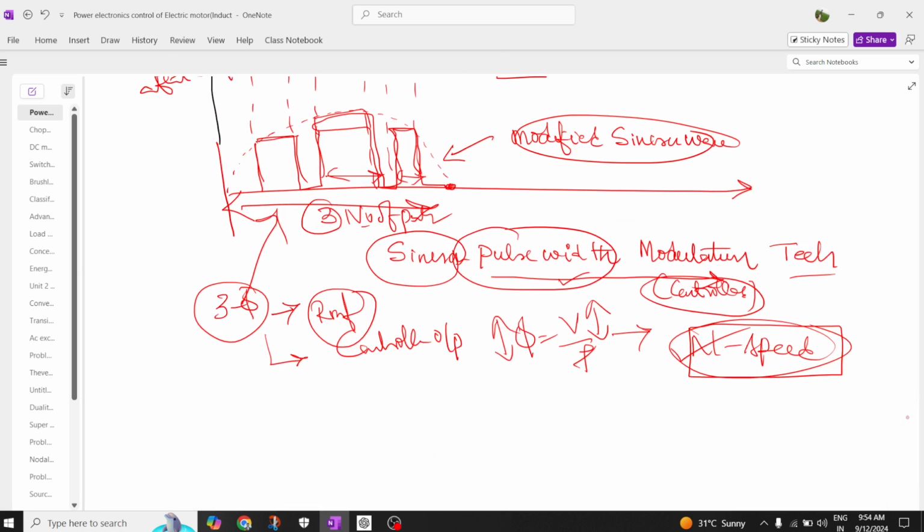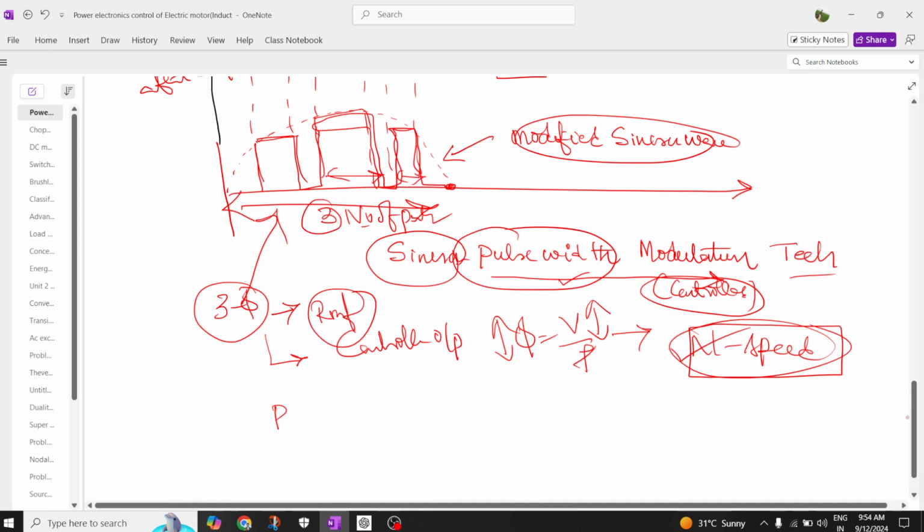So we have a formula to find out the number of pulses produced, where P is the number of pulses produced in half cycle. So what is the formula for P? This is Fc divided by 2Fr.